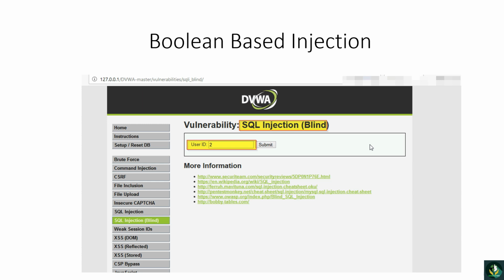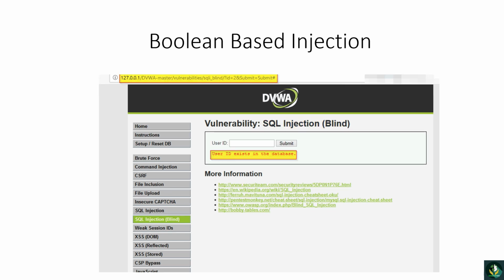So like SELECT first_name, last_name FROM users WHERE user_id = 2. If the user is present in the database, it will show the message that the user ID exists in the database. And if the user enters a wrong user ID, it will show a message that the user is missing from the database. As discussed in Boolean SQLi, we cannot get the data out of the database directly.